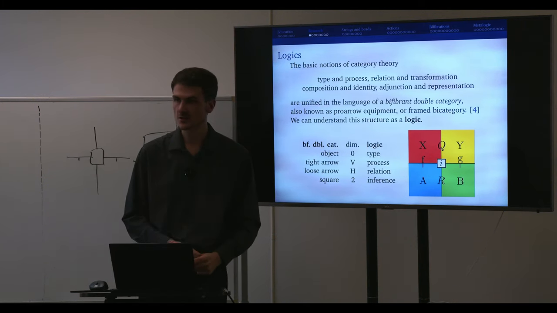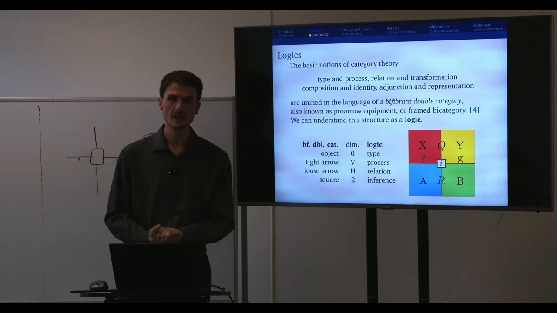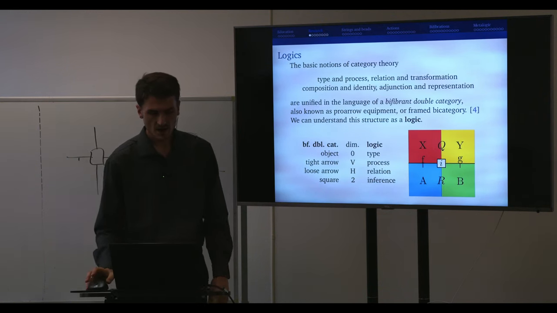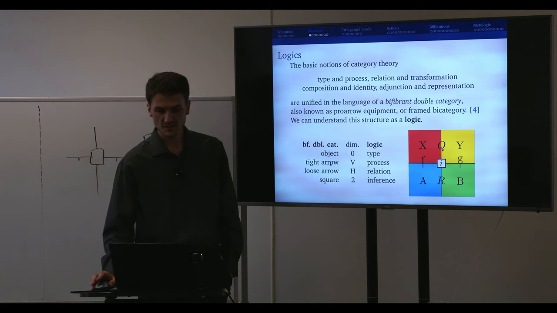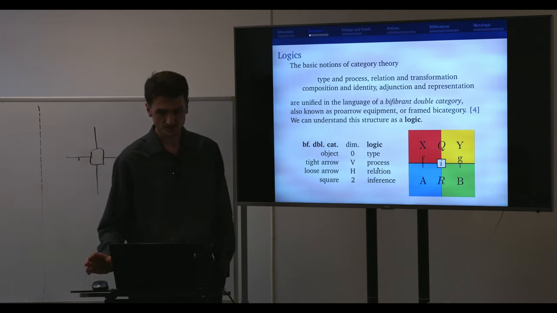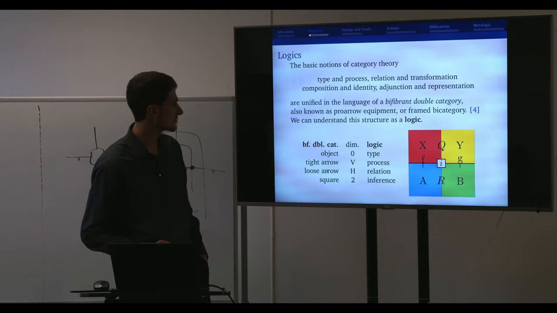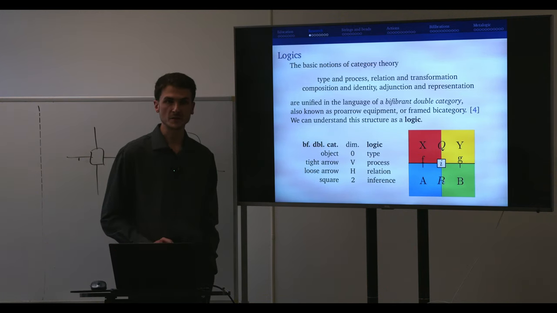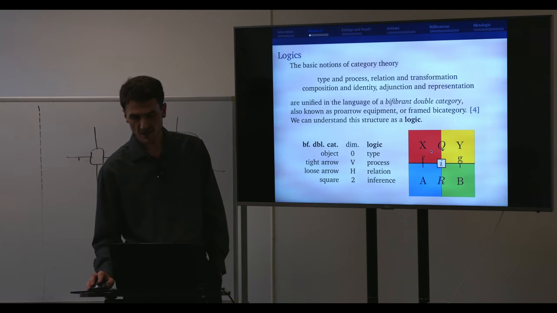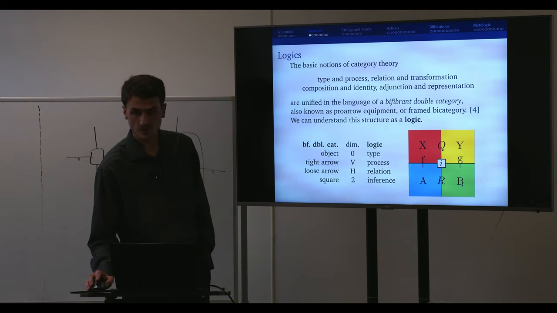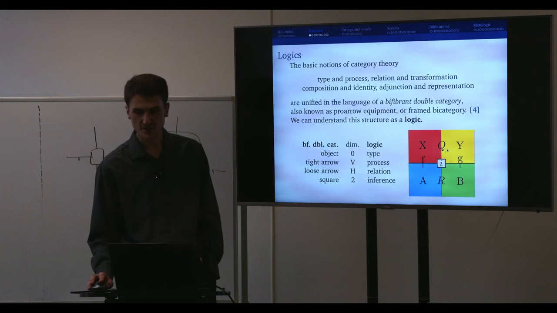And because this structure is so fundamental, I think that it needs a much simpler name, and I'm proposing to understand this structure as a logic. So the idea is we can think of objects and tight or vertical morphisms as types and processes, like sets and functions, for example. And we can think of loose or horizontal morphisms and squares, so the Q, I, R here, as relations and inferences. So you can read this square as: if Q relates X to Y, then I transforms that to an R relation from F of X to G of Y. So it's just the simple language of connections and transformations.